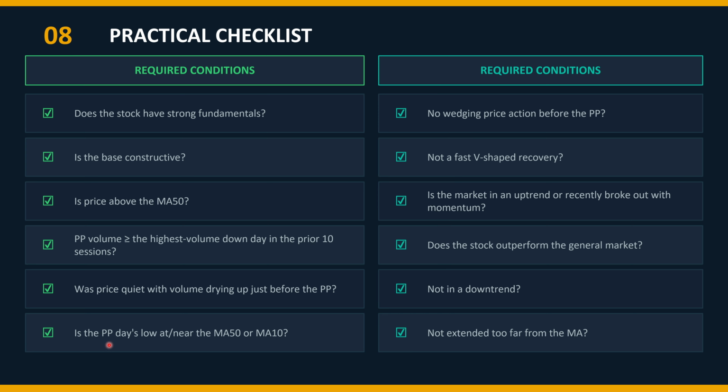Is the low of the pocket pivot day at or near the 50-day, 10-day MA? No wedging up before the pocket pivot? Not a quick V-shaped recovery? Is the market in an uptrend or has recently had a follow-through day? Is the stock outperforming the general market? Not in a downtrend? Not extended too far from the MA? If all 12 points are satisfied, that is an extremely high-quality pocket pivot.